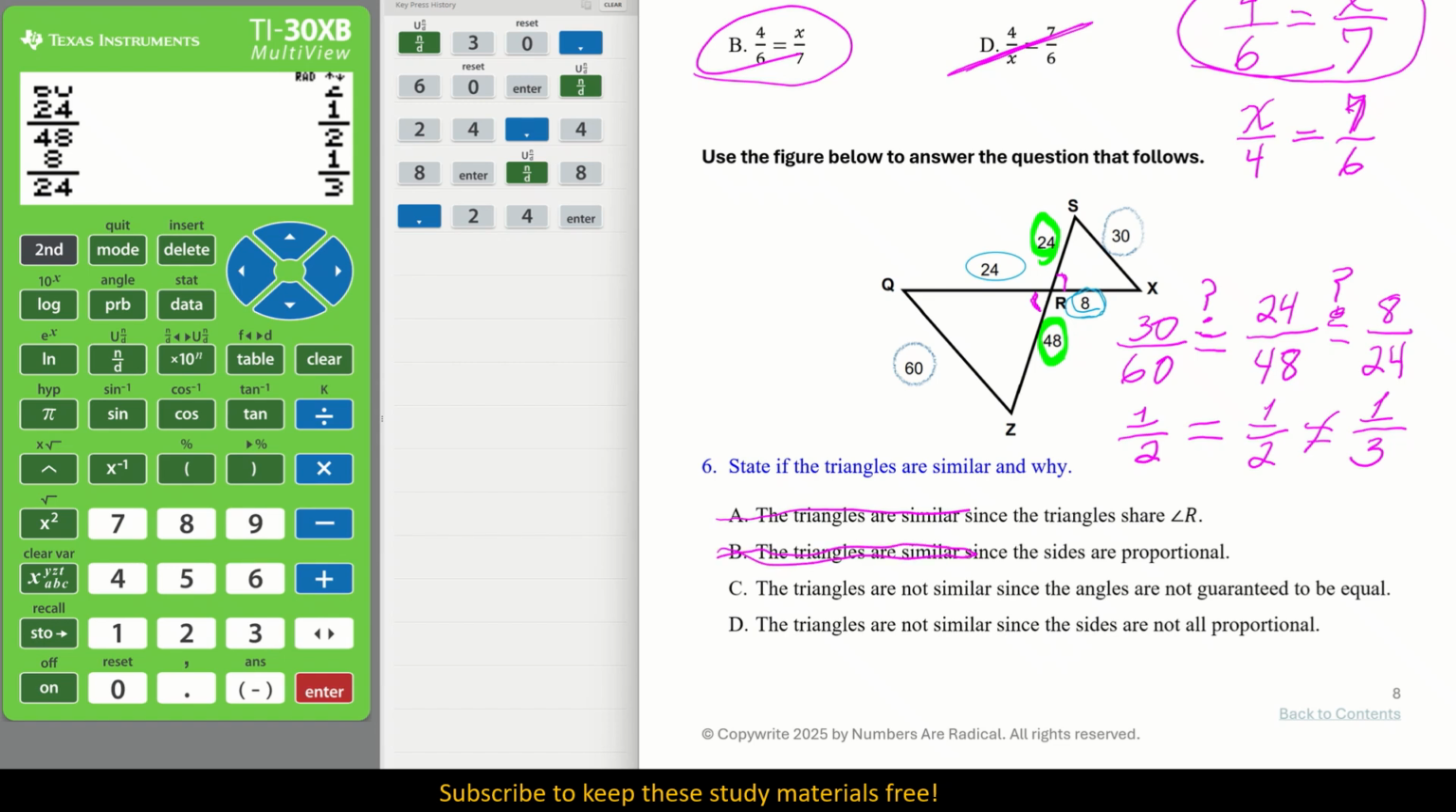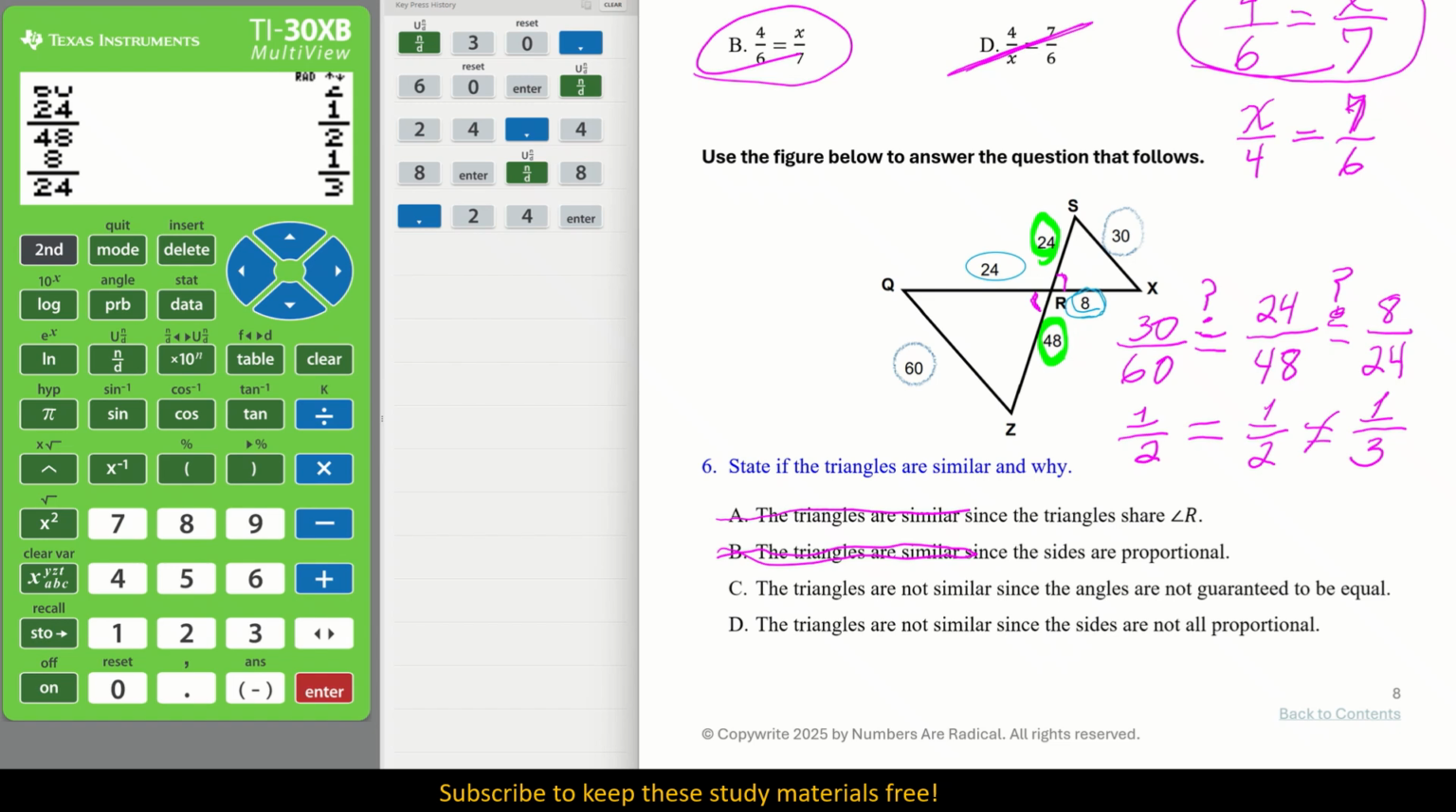So let's look at C. The triangles are not similar since the angles are not guaranteed to be equal. We don't have any information about the angles. We have one that we know has to be equal, and that's true, but we don't have a comparison. They could be. No, they're not guaranteed, but they could be. But let's look at D, just in case.